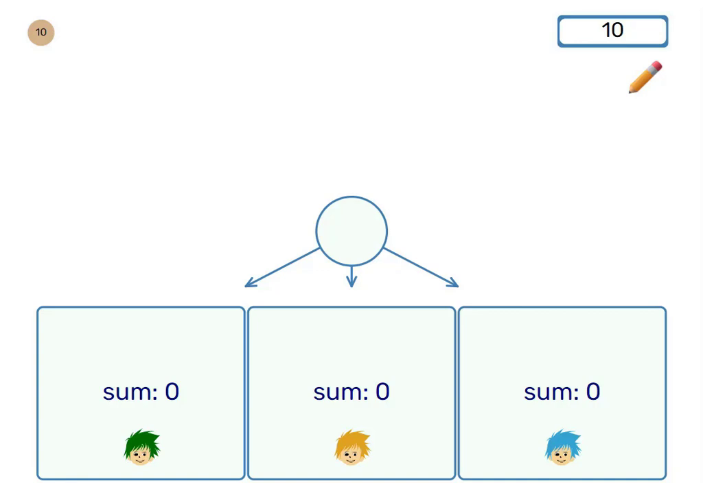So if the sum of the digits of a number gives a remainder of 0 when divided by 3, that means it's divisible by 3.